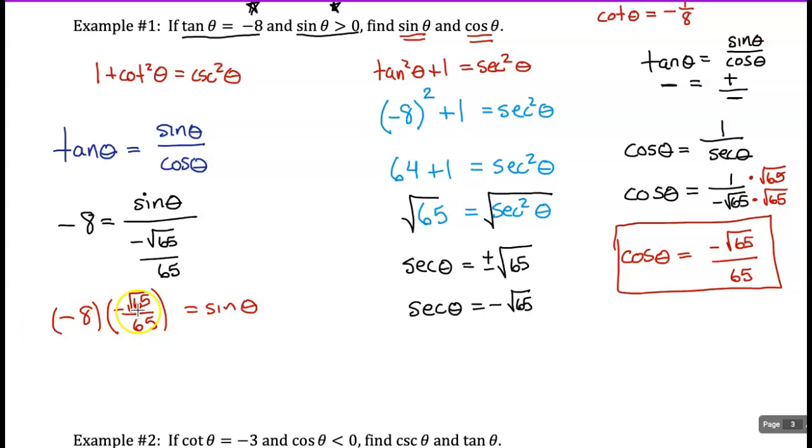If we just multiply this out, we have a negative times a negative, so it's positive 8√65 over 65. And that's equal to the sine of the angle. And if you look, it said that sine should be positive, and that's what we got. So it's literally looking at what you're given and then just using the formulas and identities to get to something else. Okay, so I'll do another one with you.